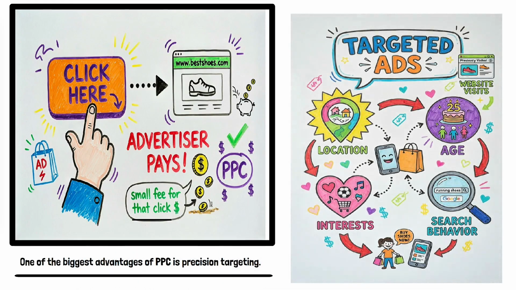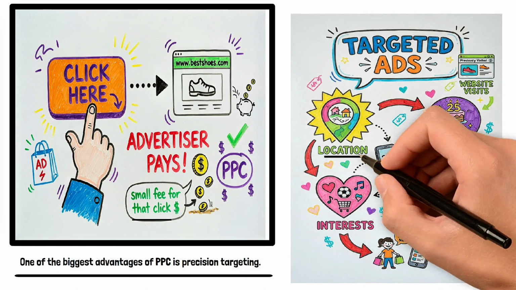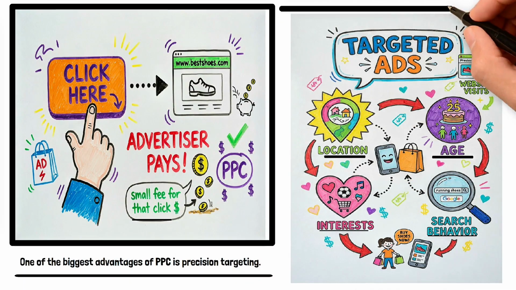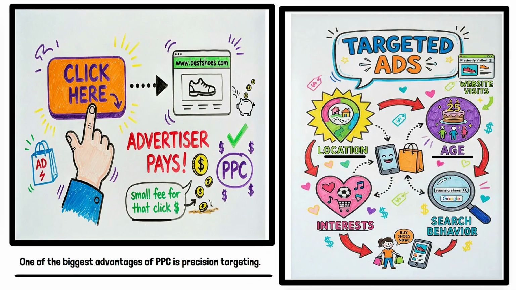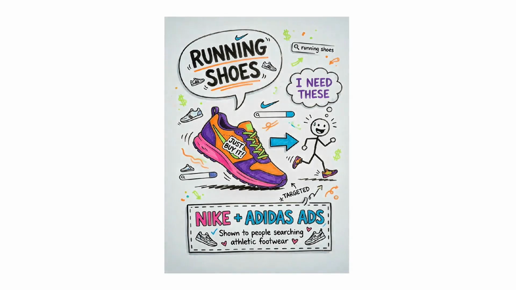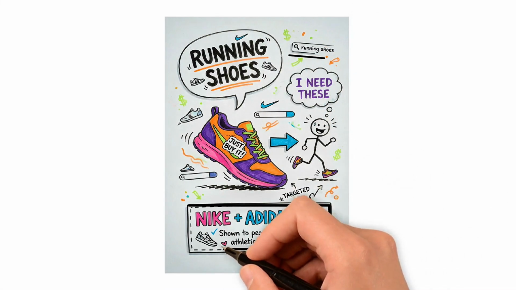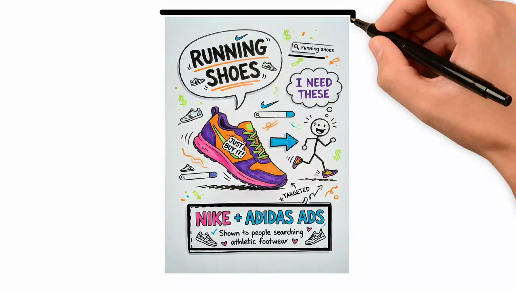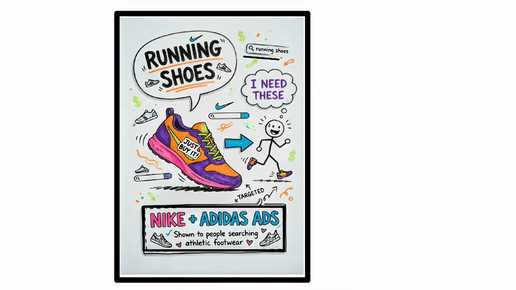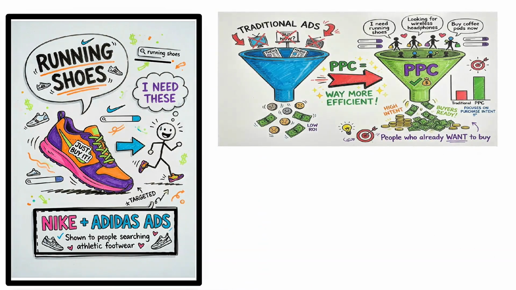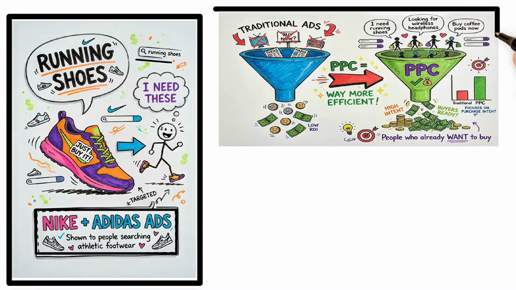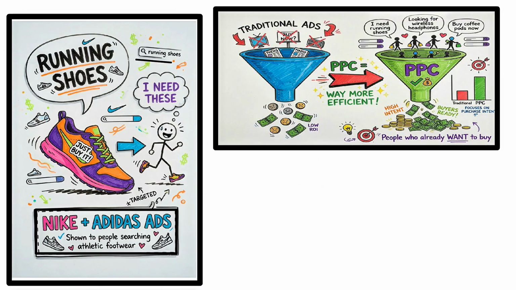One of the biggest advantages of PPC is precision targeting. Businesses can show ads to people based on location, age, interests, search behavior, and even previous website visits. For example, if someone searches for running shoes, companies like Nike or Adidas can display ads specifically to users who are already interested in buying athletic footwear. This makes PPC far more efficient than traditional advertising because it focuses on people who already show purchase intent.